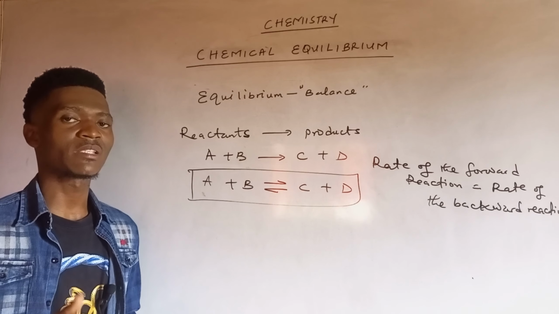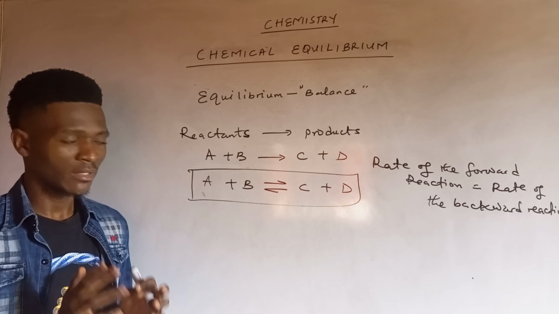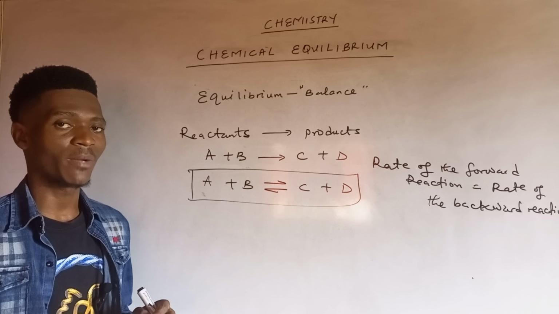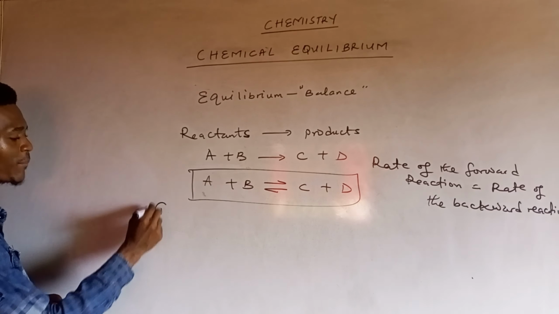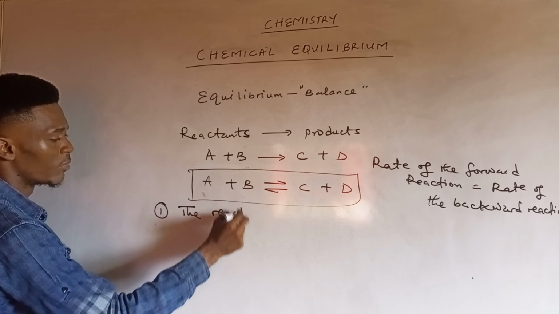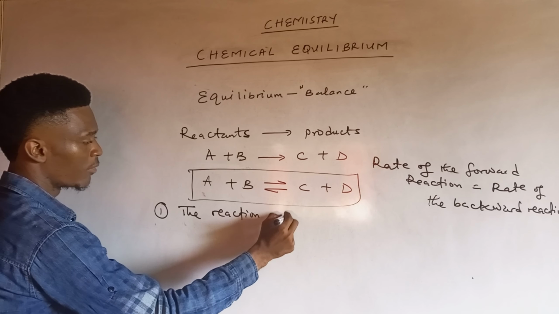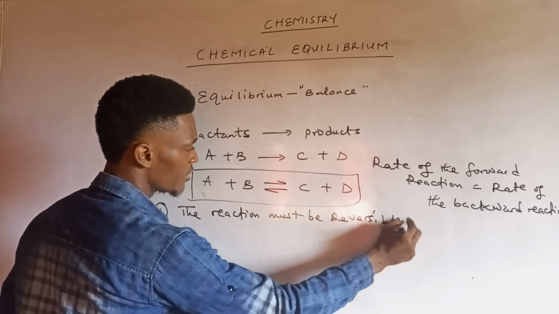And there are two conditions that must be met by a chemical reaction for you to say that it is at equilibrium. And what are these two conditions? The first condition is that the reaction must be reversible. That's the first condition.